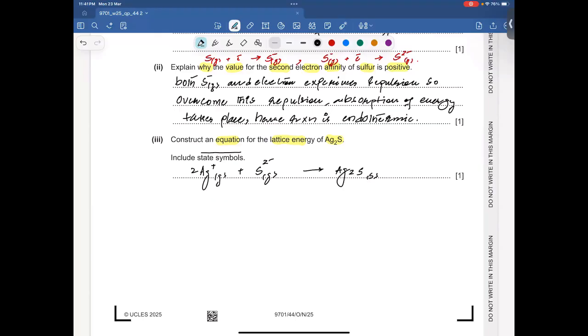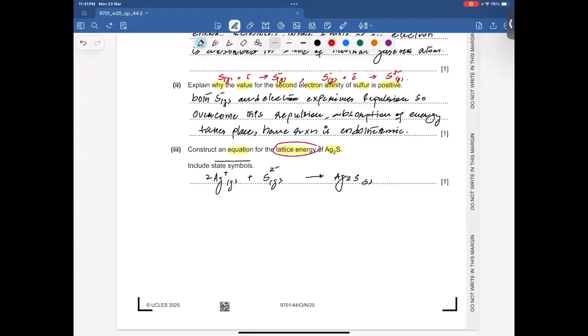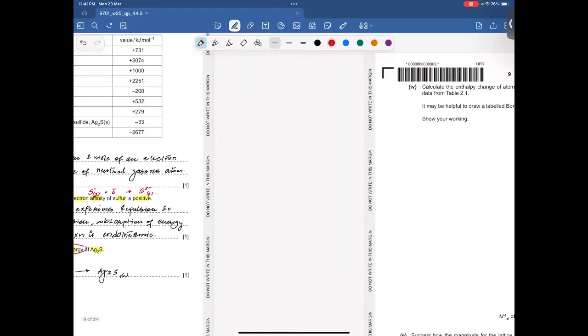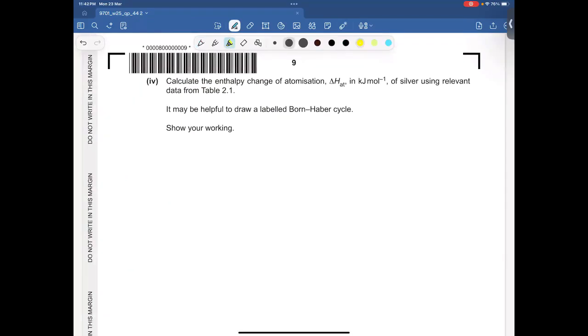Okay. So gaseous cation and anion combine together to give 1 mole of ionic solid. That's called lattice energy. That is the concept behind lattice energy. Okay. Next page. Calculate enthalpy change of atomization in kilojoule per mole of silver using relevant data from table 2.1. It may be helpful to draw a Born-Haber cycle, show your working.